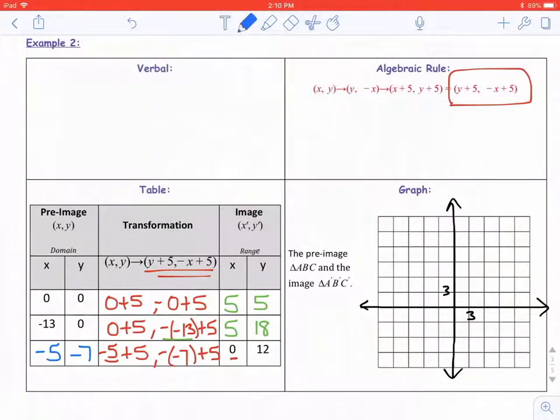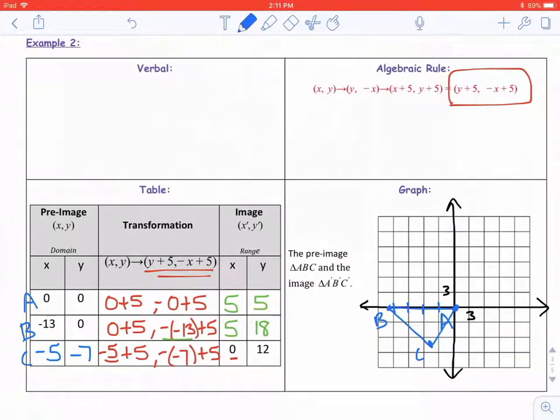So I'm going to graph the A, B, and C for my pre-image. So A is at 0, 0. Notice I've made my graph on a scale of 3, and I shifted the x-axis down a little bit to accommodate for all of my points. Then B is at negative 13, 0. So negative 3, 6, 9, 12, a little past that would be about right there for point B. And then C is at negative 5, negative 7. So negative 5 is like 1 and then 2/3 of a box, and then down 7. So it's about right there.